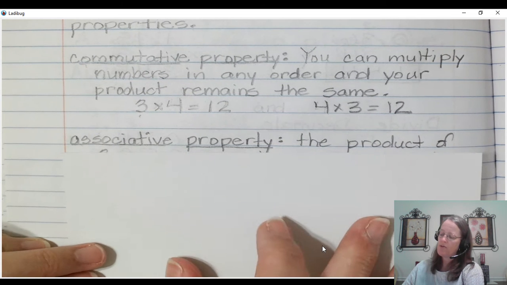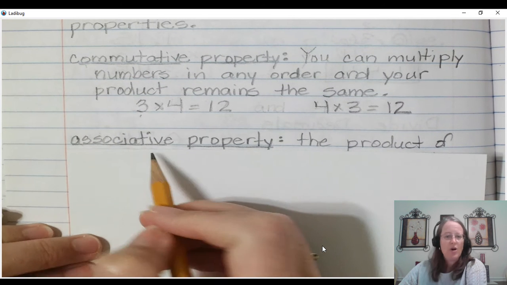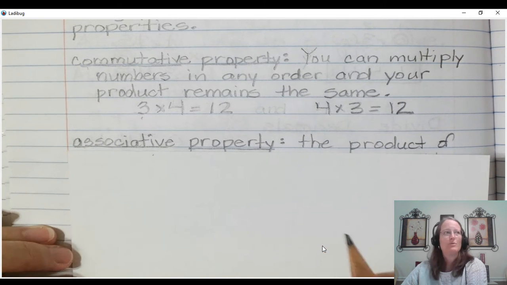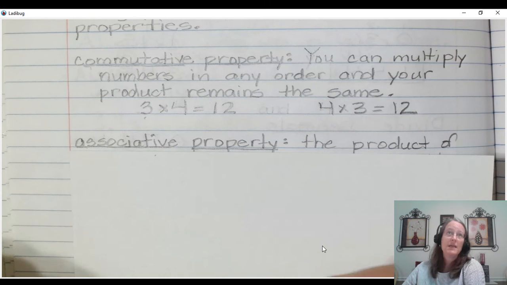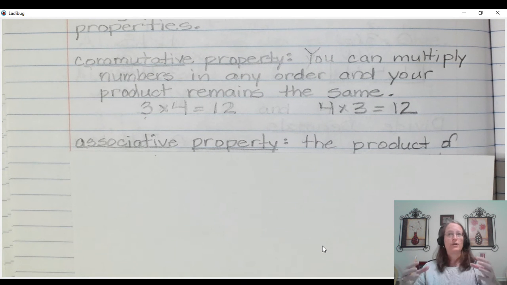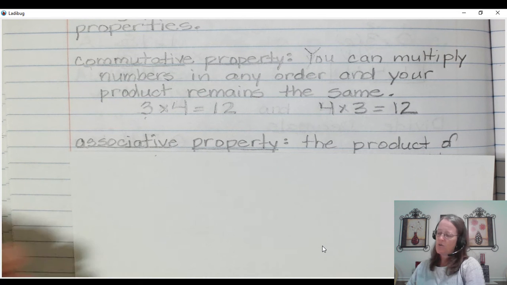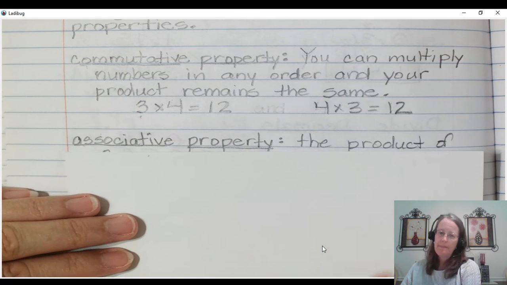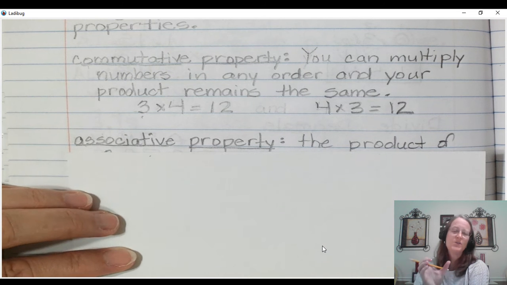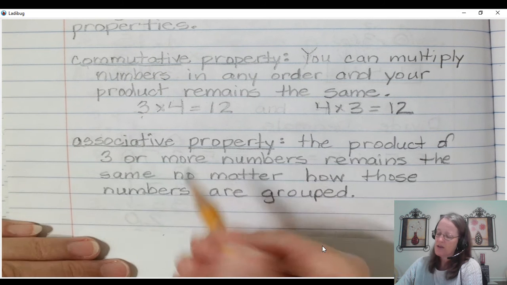When you hear the word associative, to associate with people, it means that you are joined with them or you are in a group with them. And so the way that we group numbers, we associate them together. Take a look at this example.